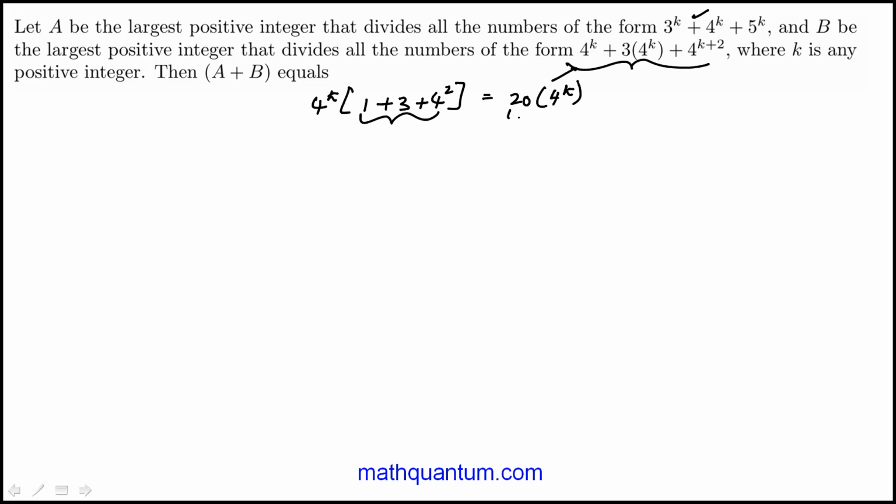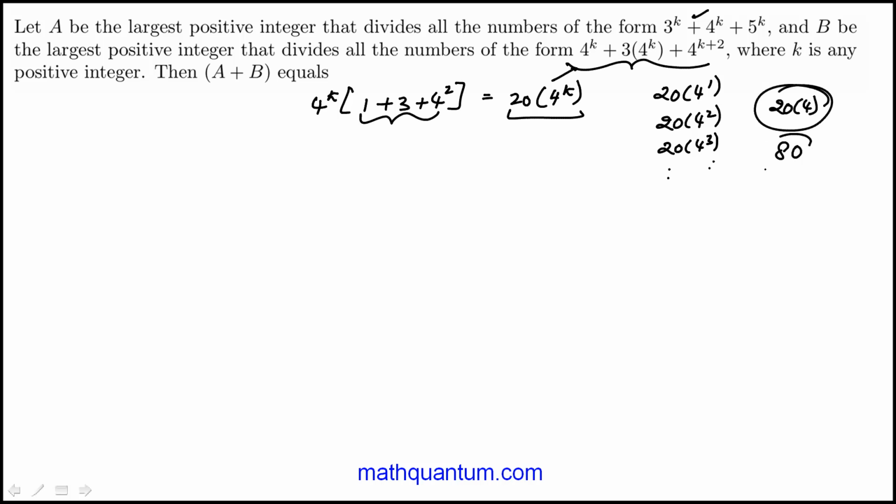If you look at this, if we were to generate these numbers, it would be 20 times 4 to the 1, 20 times 4 to the 2, 4 cubed, and so on and so forth. You'll see all of these will be divisible by 20 times 4, and that's the largest positive integer, which is really 80. So this part is easy, relatively, I should say. B has to be 80.